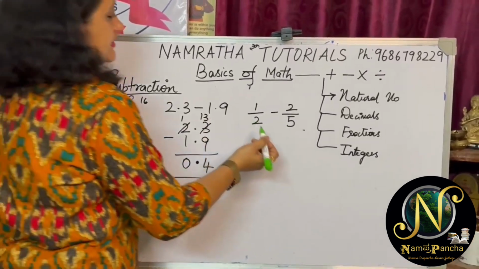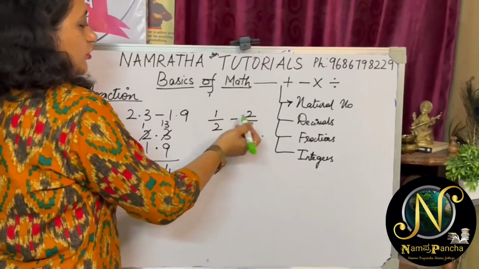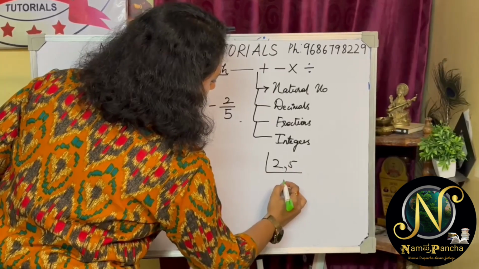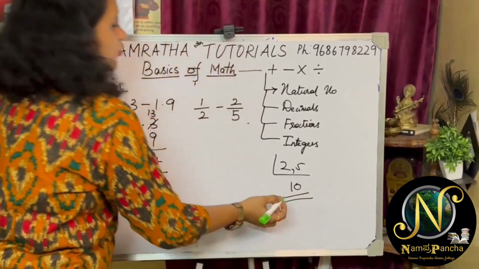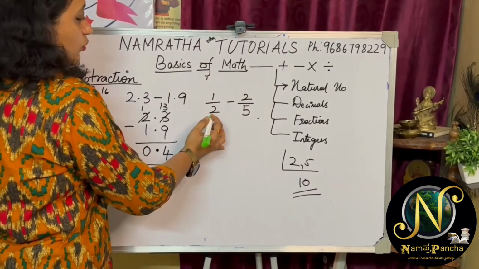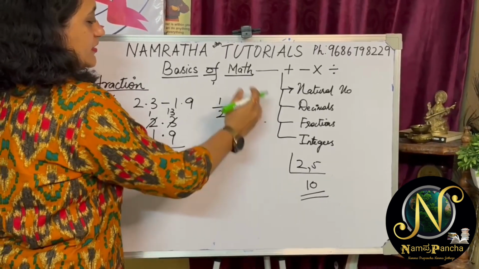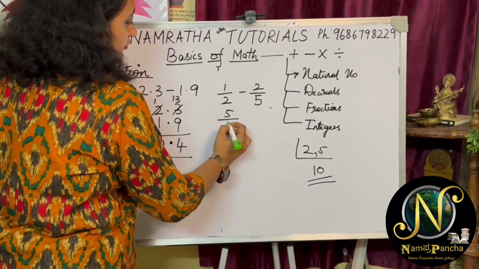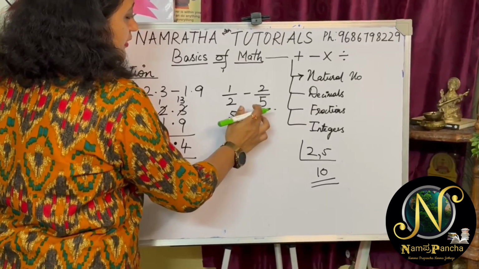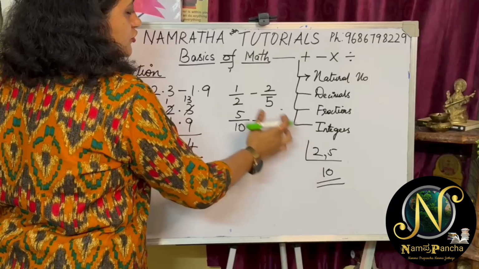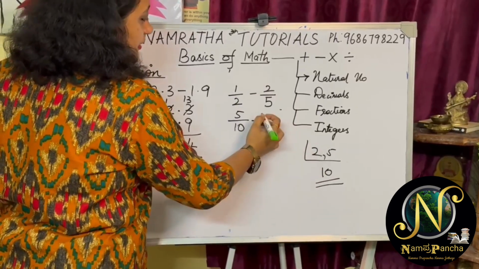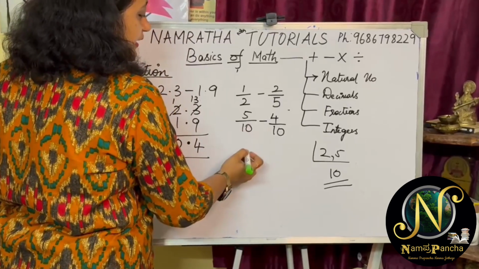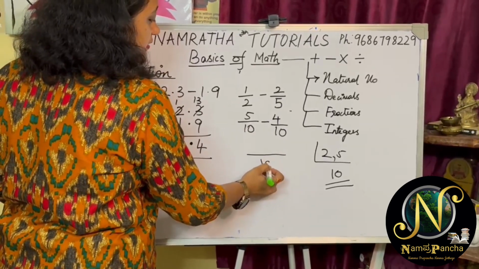Then next one. Same as I told in addition, same rules are followed for subtraction also. 2 and 5 we will take LCM. LCM of 2 and 5 is 10. So our goal is to make the denominator 10. Once we make the denominator 10, we can perform subtraction on that. So 2 5s is 10. So the new fraction will become 5 by 10. Minus 5, we have to make it as 10. So 5 2s is 10. 2 2s will become 4. 4 by 10. Now we can perform subtraction by writing the denominator as it is.